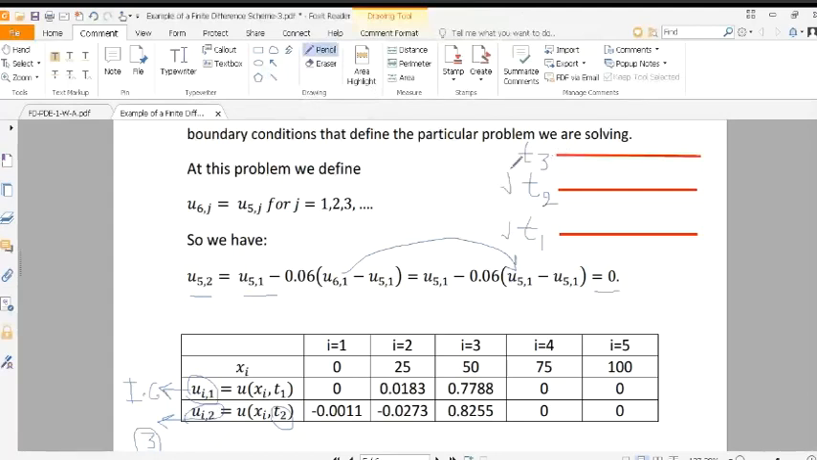Until now we have computed the value of u at t1 and t2. Now you should compute the value of u at t3. Please compute the value of u at t3 and send your solution to me via WhatsApp.